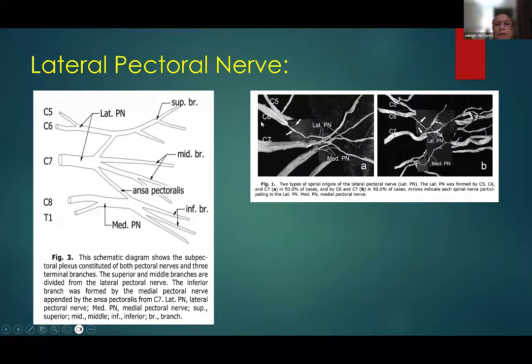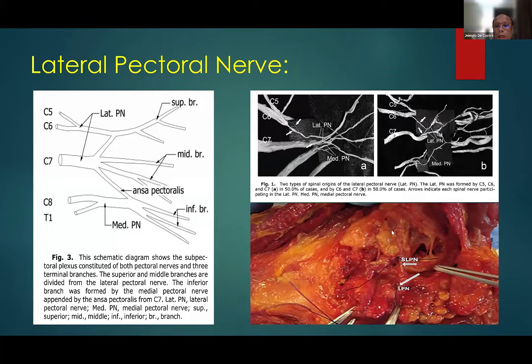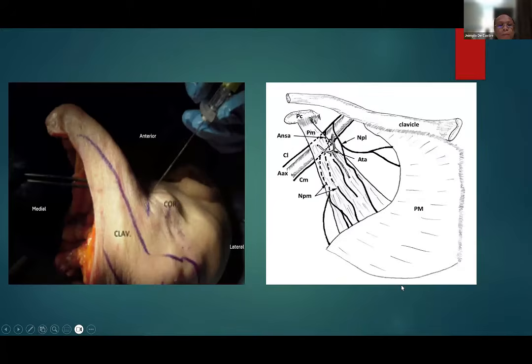And so as you can see here, from C5, C6, the lateral pectoral nerve emerges, okay? And then it is usually located between your pectoralis major and minor muscle. So again, here, this is your lateral pectoral nerve. Again, this is how it is related to the coracoid process. So medial to the coracoid process is exactly where this is located.